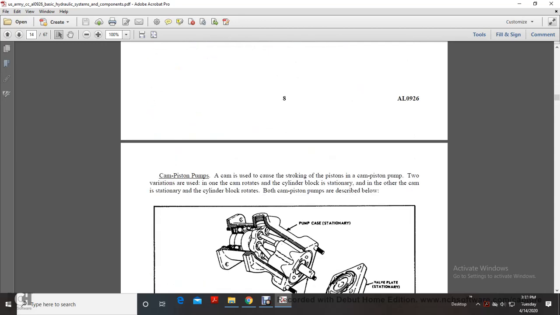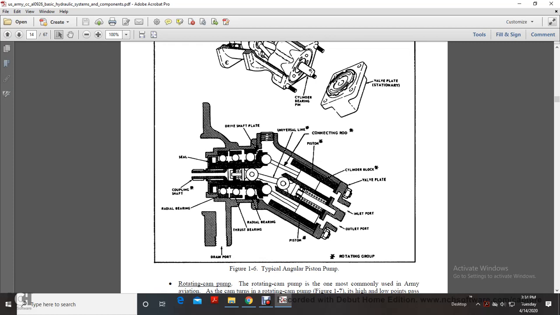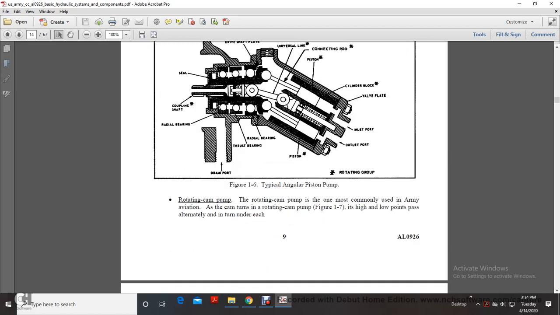Cam piston pumps. A cam is usually the cause of the stroking of the pistons in a cam piston pump. There are two variations. In one, the cam rotates and the cylinder block is stationary. In the other, the cam is stationary and the cylinder block rotates. Both cam piston pumps are described below. This shows the pump case, stationary, and then it shows the cylinder bearing, the valve plate, and a typical angular piston, seal, coupling shaft, radial bearing, outlet, drain port, driving shaft plate, universal linkage, piston, cylinder, valve plate, inlet port, outlet plate, piston, and connecting rods.